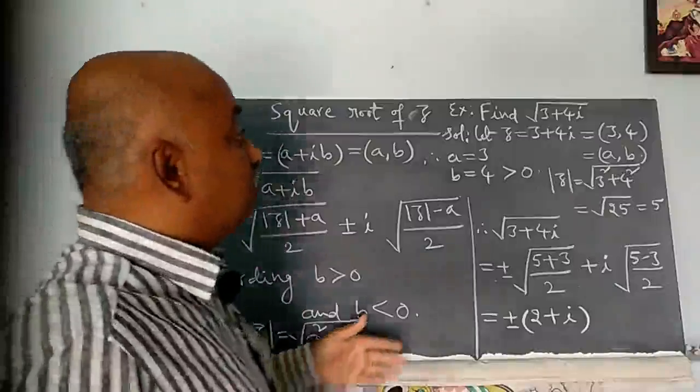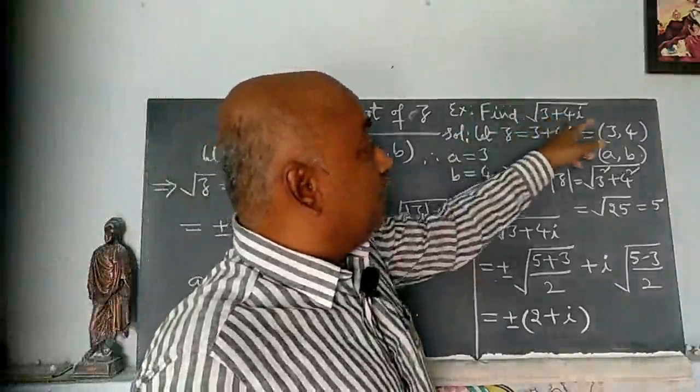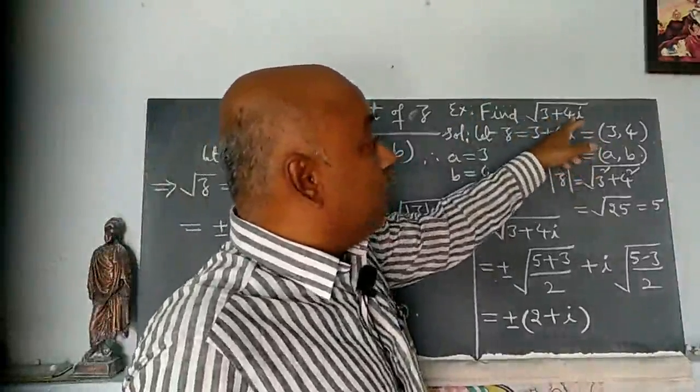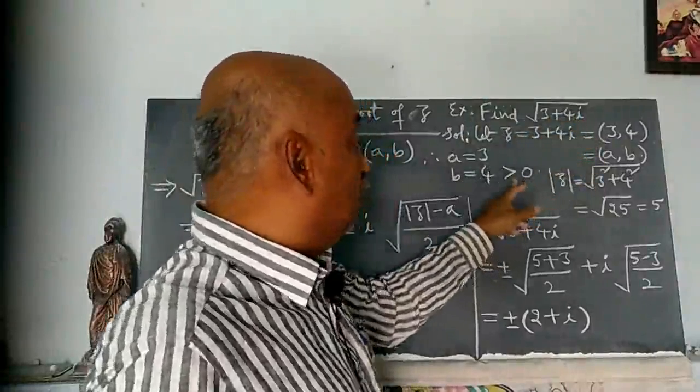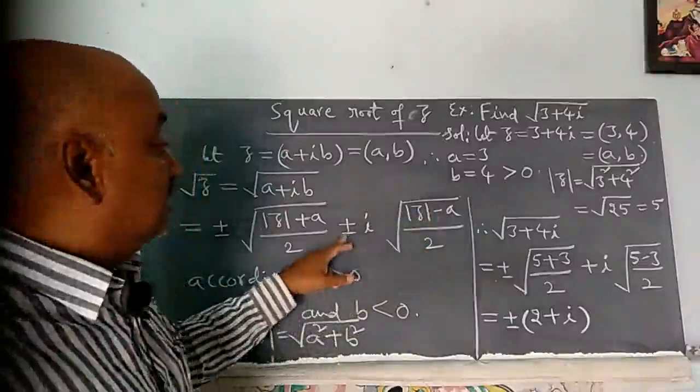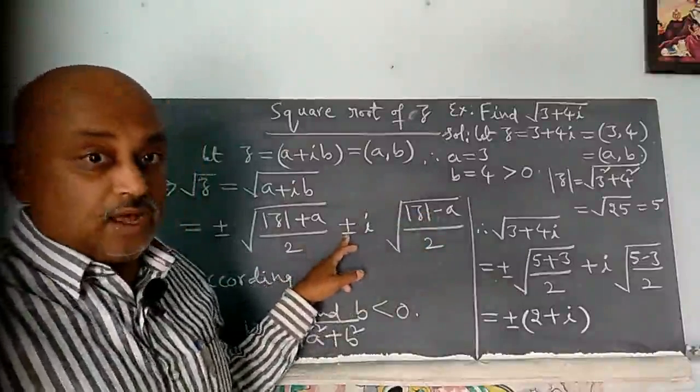Similarly, we find the square root of 3 minus 4i, in which b is equal to minus 4, which is less than 0. In that case, we consider the minus sign in the formula.